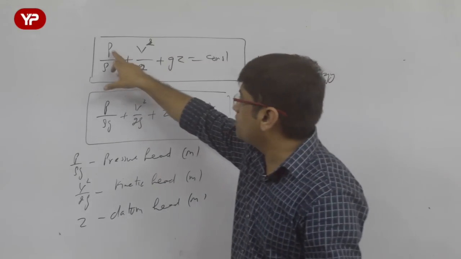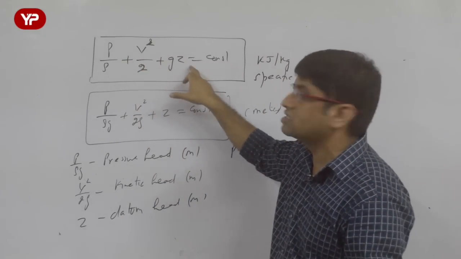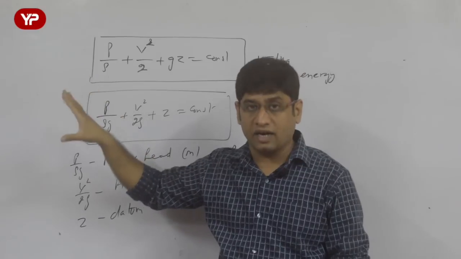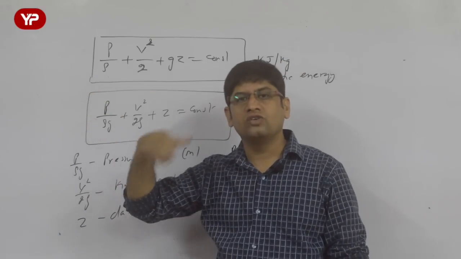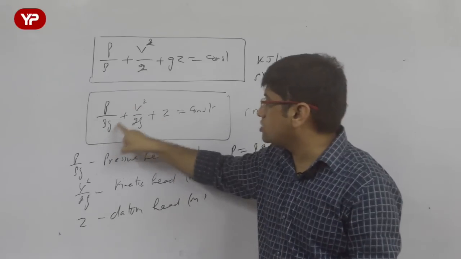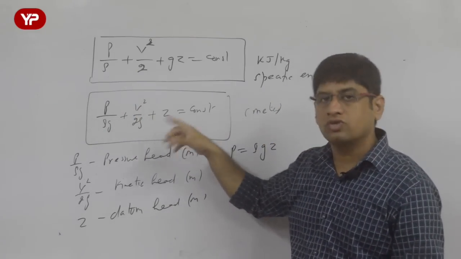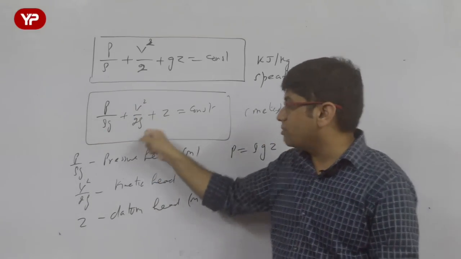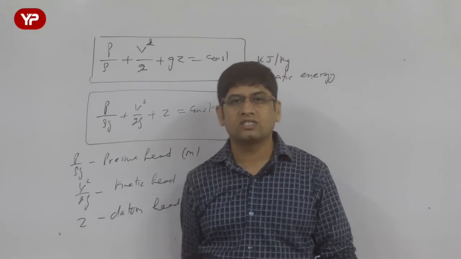In this equation he will put P by rho plus V square by 2G plus GZ. Dimensionally it will be incorrect. So try to see whether dimensionally you are writing the right equation or not. This is something which is important. He will say P by rho G plus V square by 2 plus GZ is equal to constant. Again it is wrong. So you need to dimensionally see whether you have written an equation which is right or not.